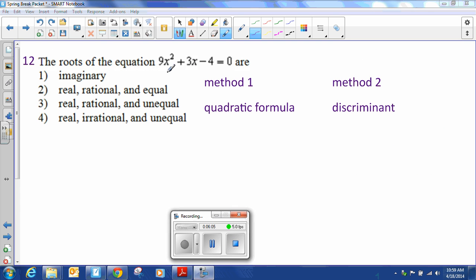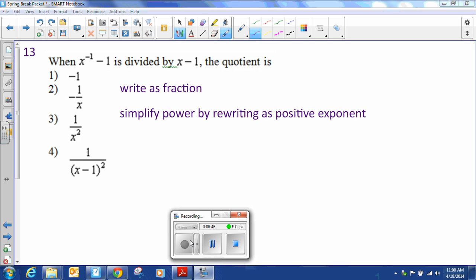Number 12, the roots of the equation 9x squared plus 3x minus 4 equals 0 are, you have all these options: imaginary, real, rational, equal, irrational, unequal. Probably the easiest thing to do, or rather the method that requires less memorization, is just to use the quadratic formula and look at the roots and see which one of these descriptions describes those roots. The shorter way to do it would be to only evaluate the discriminant, but this requires more memorization because you must remember if the discriminant is positive, negative, or 0, then which situation it describes.